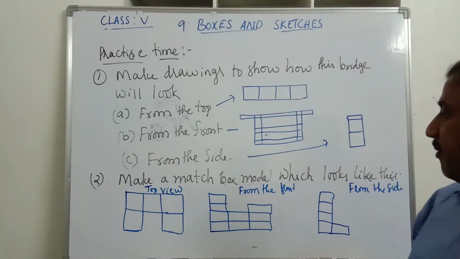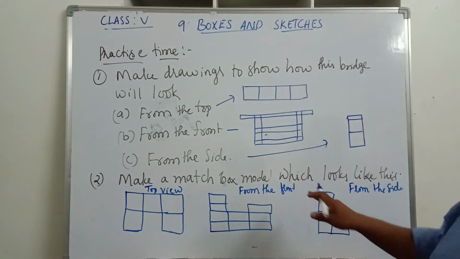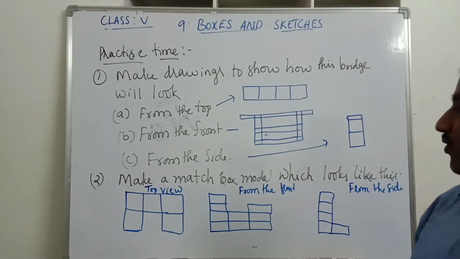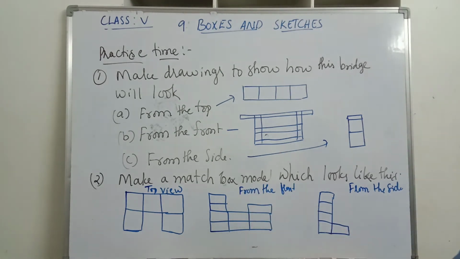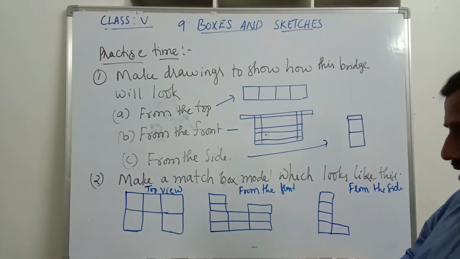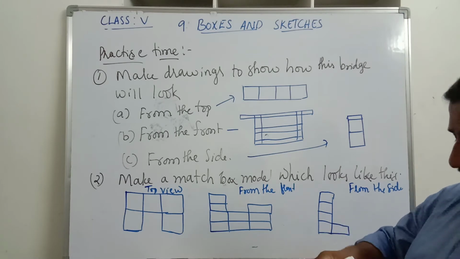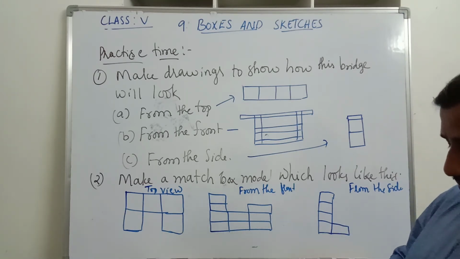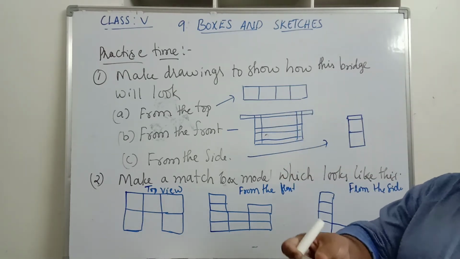Now the second picture. Make a matchbox model which looks like this. Top view is like that, front view, and then the side view. So collect some matchboxes and try to make a model with the top view, front view and the side view. You see here, in the top view we have what? Five matchboxes are there, and three will be at one place, and this is the top view of that model. The top view of that model will be like this.